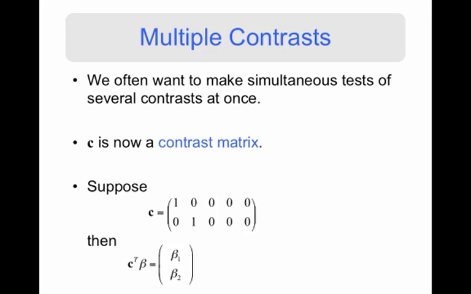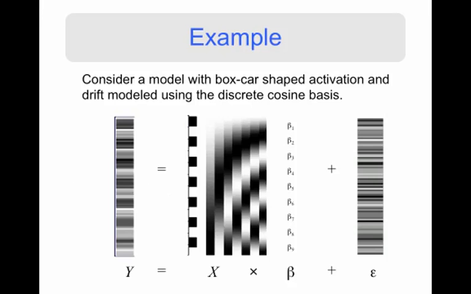column, and in the second row, second column, would be equivalent, C transpose beta would be equivalent to beta 1, beta 2. So testing whether C transpose beta was equal to 0 would be testing beta 1 equal to 0 and beta 2 equal to 0 simultaneously. And sometimes we want to do things like that in fMRI.